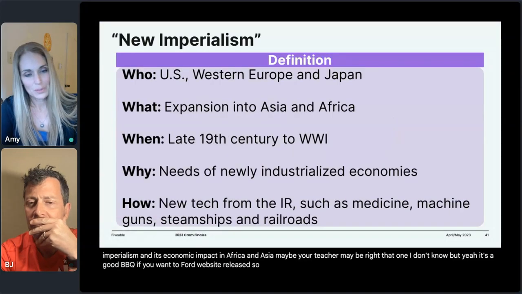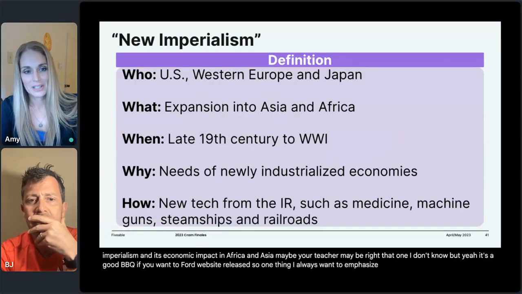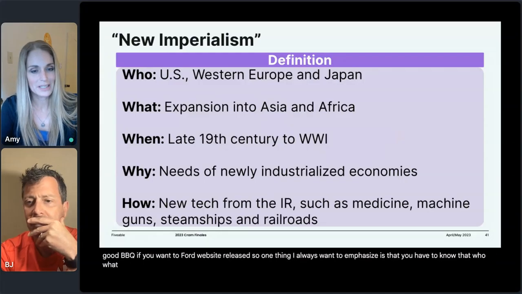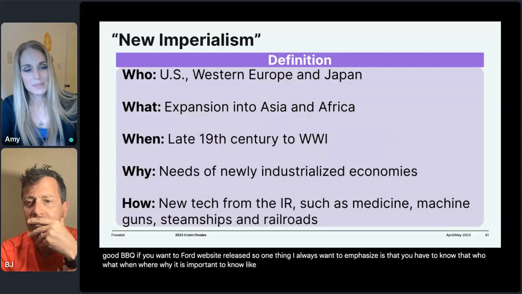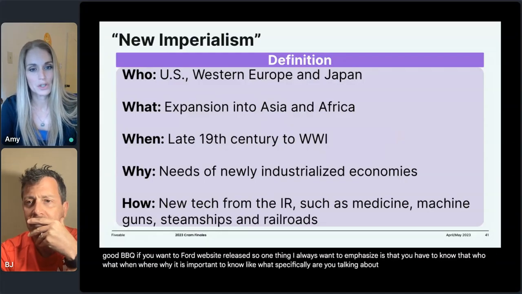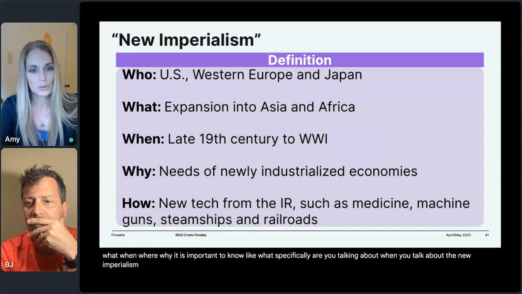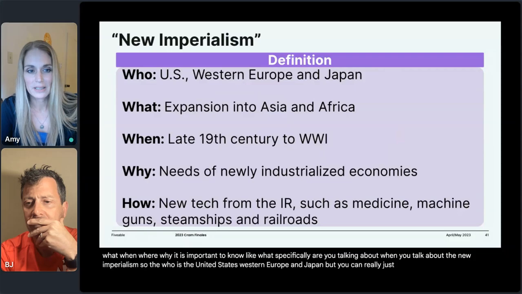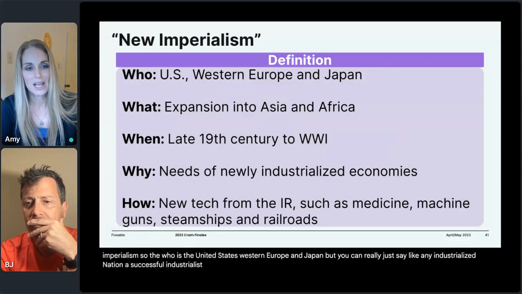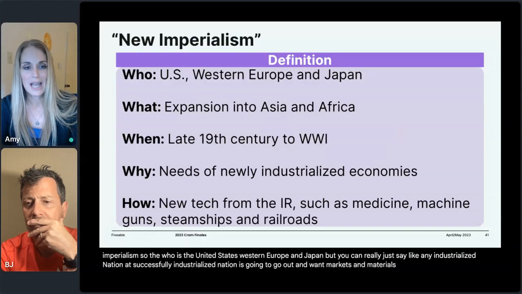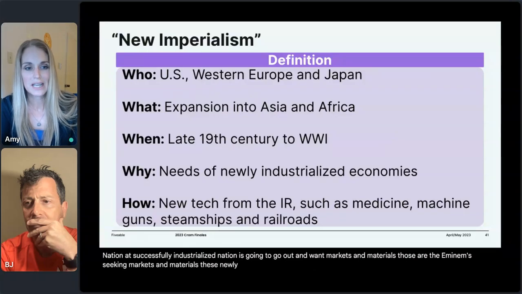So one thing I always want to emphasize is that you have to know the who, what, when, where, why. It is important to know what specifically you are talking about when you talk about the new imperialism. So the who is the United States, Western Europe, and Japan. But you can really just say any successfully industrialized nation is going to go out and want markets and materials. Those are the M&Ms. Seeking markets and materials, these newly industrialized states go forth and conquer new territory.